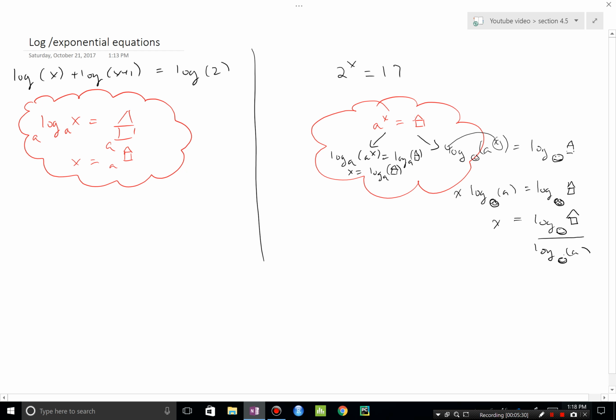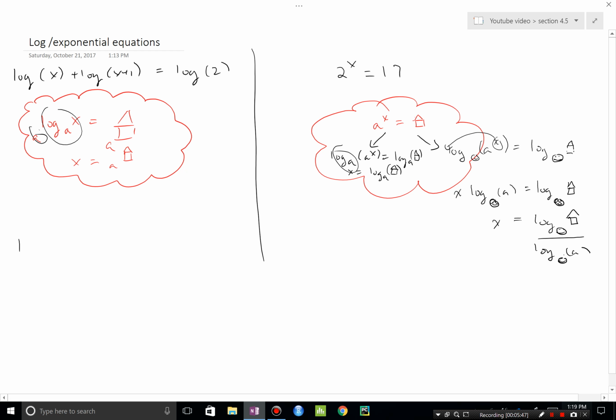Okay, so bottom line is you get to choose what base you want. So that's the difference between the two. One, you're going to use a log to undo the exponential. The other one, you use an exponential to undo the log, right? So these are the two modes you must be able to work through. So let's go through and solve each one of the ones we have up here.